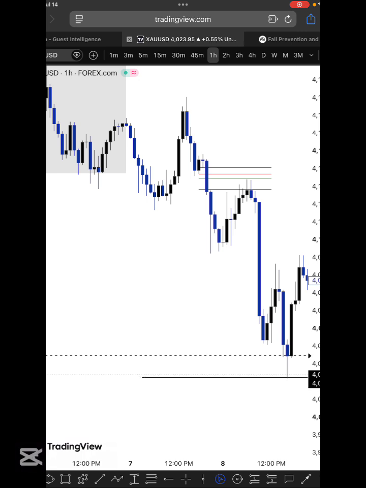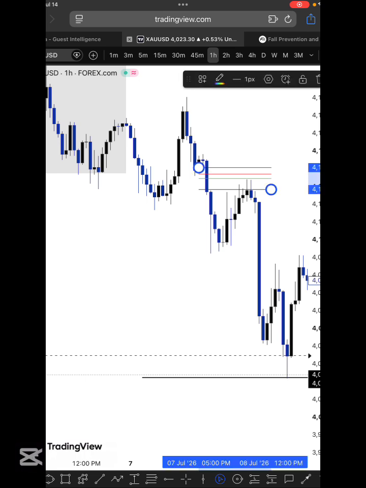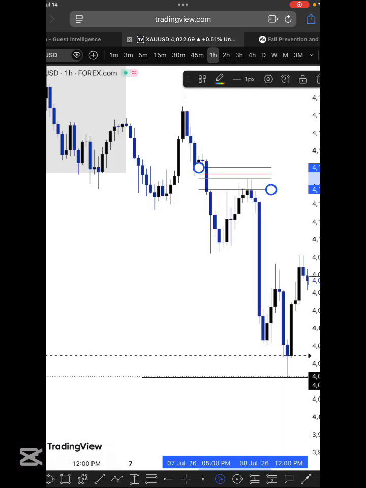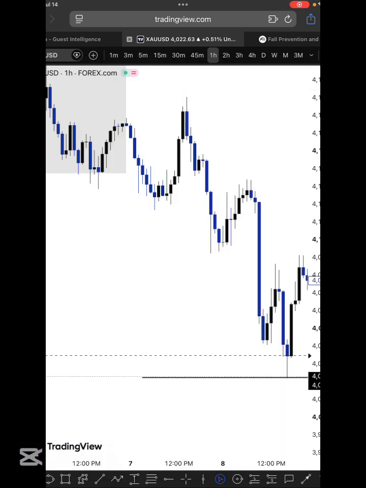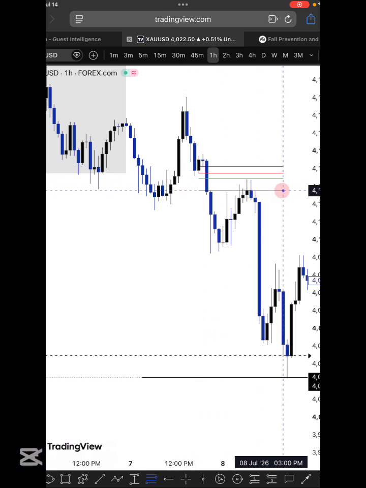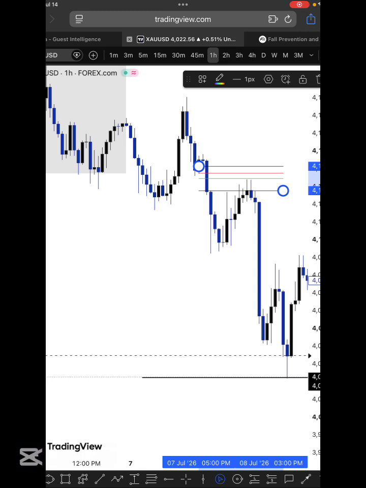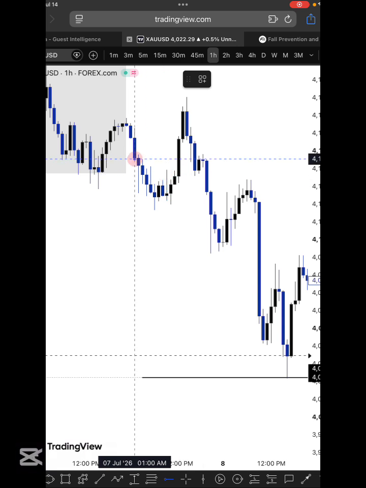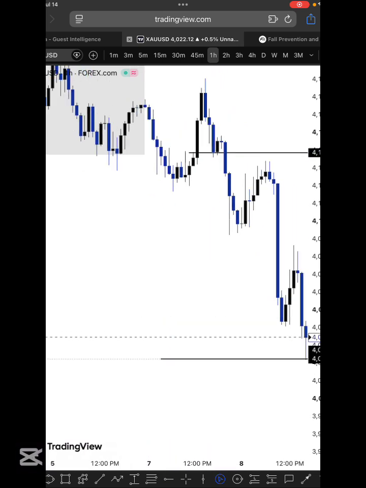You have your fair value gap. What you do currently is, like I said, your Fibonacci. If you want to know the setting of the Fibonacci, this is the setting. You can screenshot this setting, and yeah, your 0.5, 0.71, and then 1, then you have 0. Okay, very simple. If you want to draw for a bearish trend, the fair value gap is drawn from the top to the bottom of the fair value gap. Then for a bullish trend, it will be from the bottom to the top.